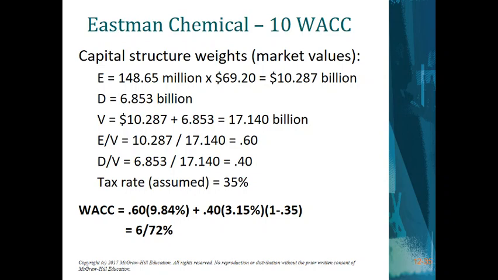All right, so capital structure weights here. You've got equity, 148.65 million times $69.20 per share. 148.65 million is the number of shares outstanding. So they multiply that times the stock price of $69.20 to come up with a market value of the equity of $10.287 billion.